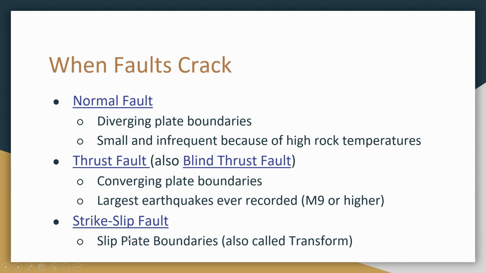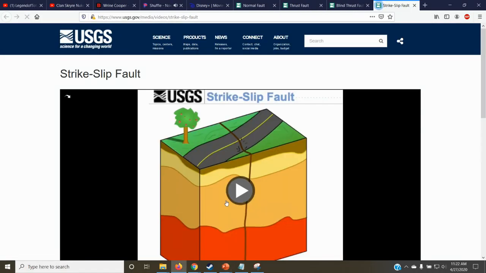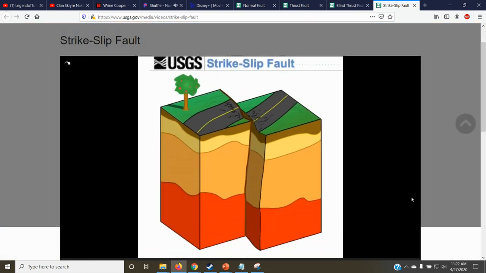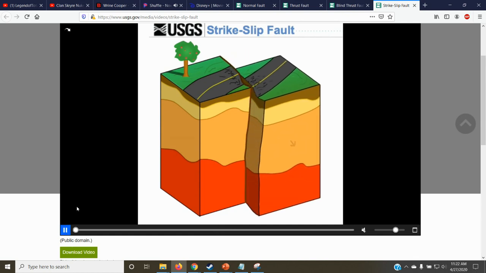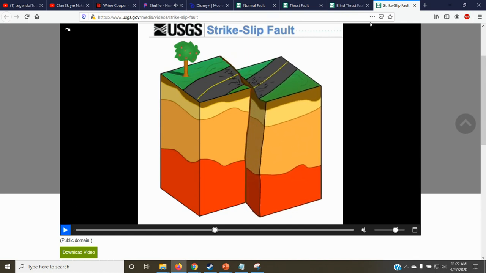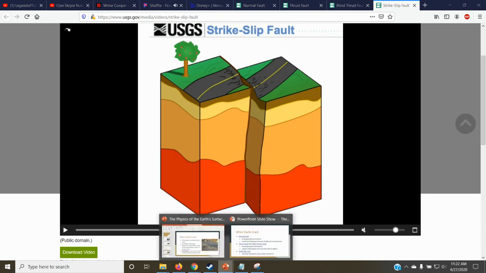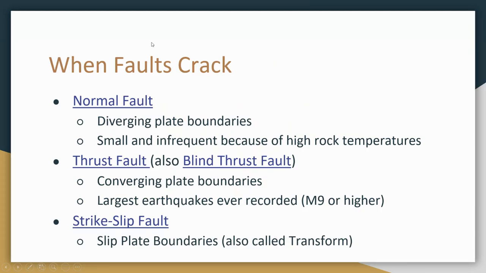Strike slip faults happen at slip plate boundaries. We also call them transform boundaries, and they look like this. Pretty simple, right? You're moving laterally relative to each other, so you crack and move sideways. That is a slip fault. So those are the three options, and the earthquakes that happen here are large, but not as large as the large converging plate boundaries. Well, we're talking about large and small and medium size earthquakes.